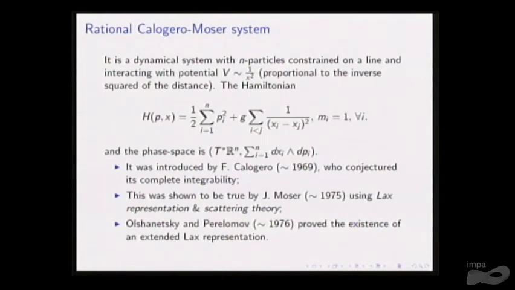So this system was introduced by Francesco Calogero, actually not in the classical setting, but in the quantum setting. And he conjectured that the classical case, the classical degeneration, should be completely integrable. This was shown to be true by Moser a few years later. And Moser used somehow two ingredients. First of all, he was able to write the equation of motion in Lax form. And then he used a very clever scattering theory argument to prove integrability.